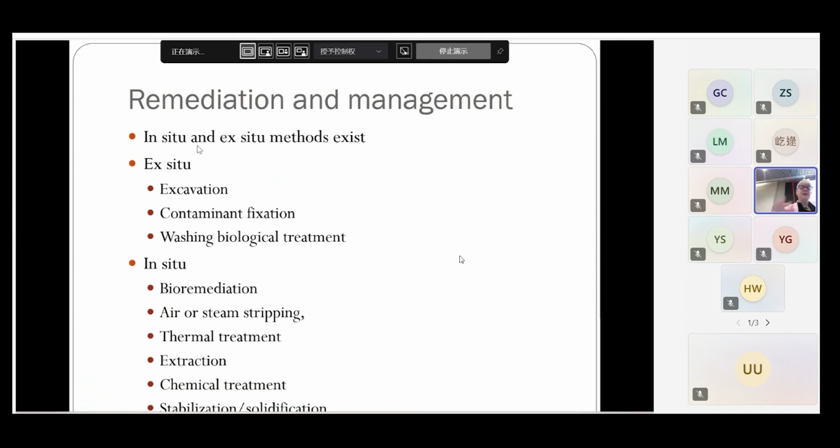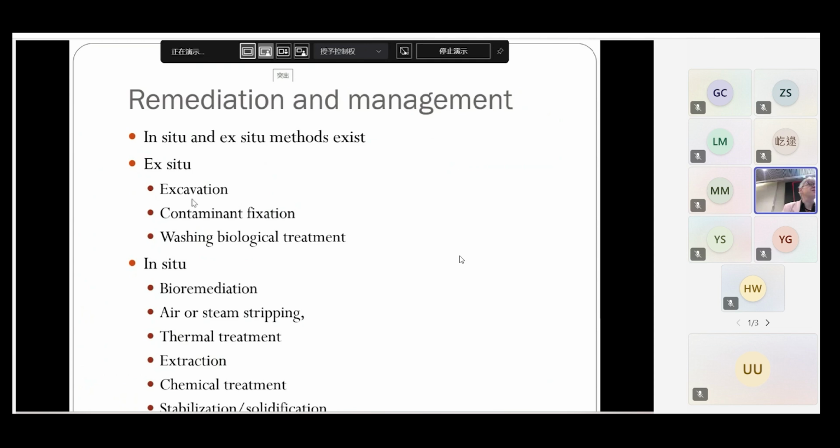Whereas ex situ is known as the old dig and dump. You take out the soil and bring it somewhere else. You could be just depositing it at a landfill, hence the dump part. Or you could be doing another remediation technique before bringing it to the landfill, because maybe the landfill operators don't allow you to bring such hazardous waste to the landfill.